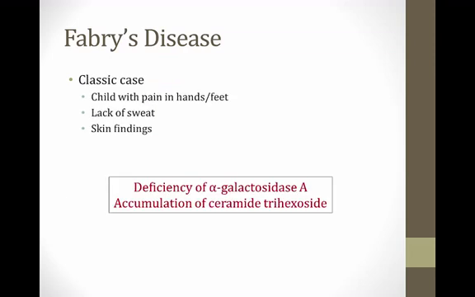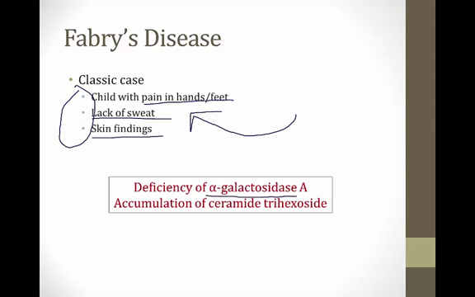So the classic case of Fabry's disease to know for your boards is a child or maybe a young adult with pain in the hands and feet, a lack of sweat, and those skin rash findings I showed you 2 slides ago. This is a very unusual constellation of symptoms. You shouldn't confuse this with any other lysosomal storage disease. Only Fabry's disease looks like this, and it's caused by a deficiency of alpha-galactosidase A and accumulation of ceramide trihexoside.